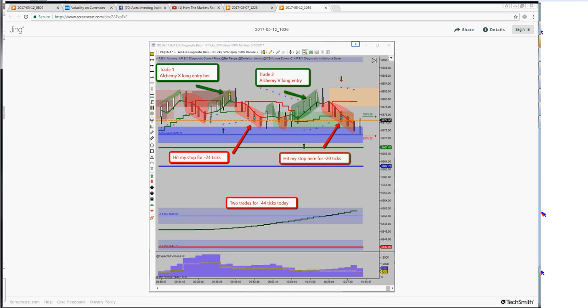Another pet peeve of mine. People say my stop got hit at such and such price, and they actually made like 300 ticks or something, or 36. My take profit got hit. Okay, my stop profit got hit, not just my stop, because it sounds like a loss.